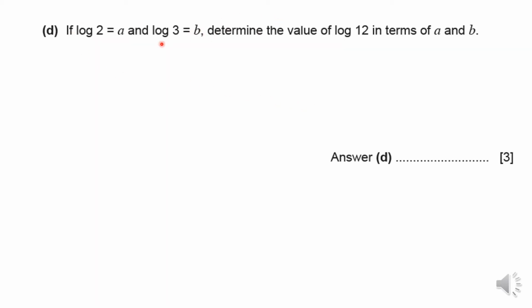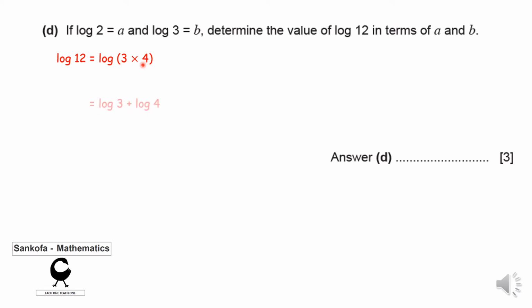Right, here you have got log 2 equals a, log 3 equals b. So you are supposed to determine the value of log 12. So first of all, what you need to do is you write log 12 as 3 times 4, or you can write them in prime factor form. Then multiplying numbers means the same as adding logs: log 3 plus log 4.